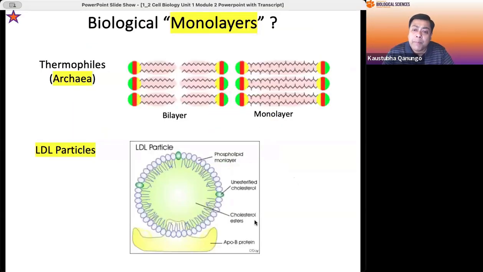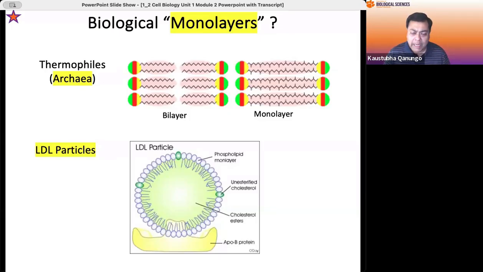All right, biological monolayers. Sometimes we can ask, are there any biological monolayers? Yes, you can find them. For example, our phospholipid bilayer looks like this. You have these fatty acid tails, two fatty acid tails, and the hydrophilic head groups. On the other hand, look at archaea. There are three domains of life. According to the modern division, you have bacteria, archaea, and eukarya. Bacteria doesn't usually show this.